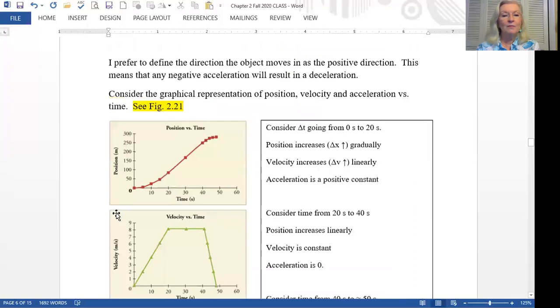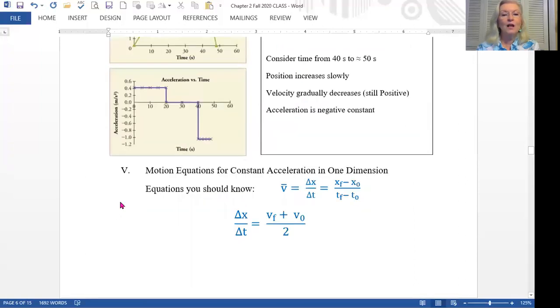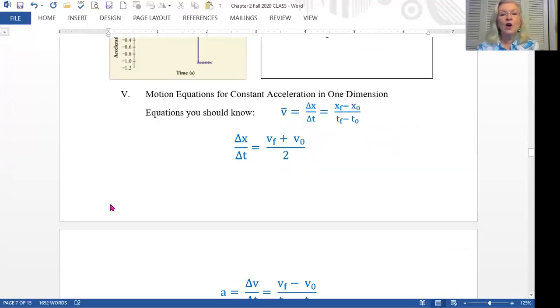All right, back to the graphs and moving forward. So what equations do we need to know? Actually, we really don't use this first one very much at all, but we do use this version of it. Remember we said if average velocity is delta x over delta t, well, average was final plus initial over 2, so we could write it like this. This actually is the version you use a lot. Delta x over delta t is v final plus v0 over 2.